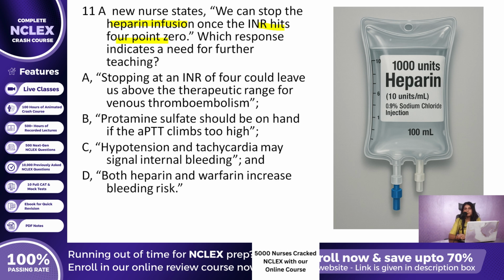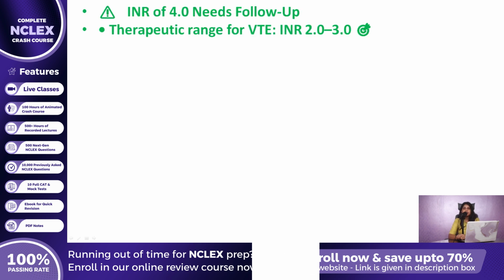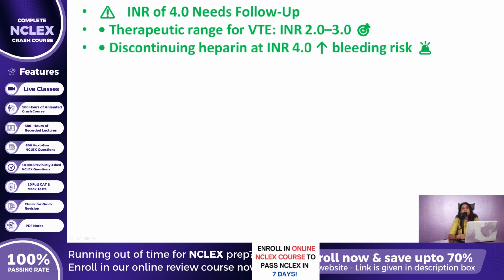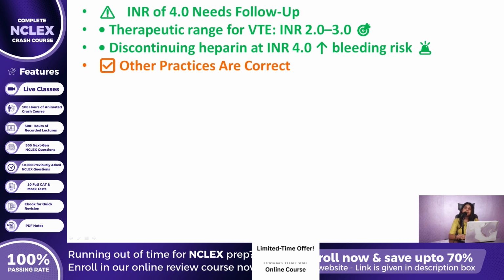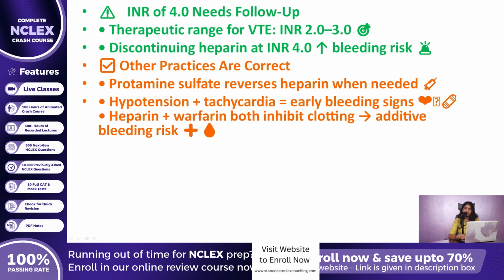The response warranting follow-up is A, because therapeutic warfarin anticoagulation for VTE targets an INR between 2.0 and 3.0. Discontinuing heparin at an INR of 4.0 places the client at undue bleeding risk without specific provider direction. By contrast, B is correct since protamine sulfate is the antidote for heparin. C accurately identifies hypotension and tachycardia as early signs of bleeding. And D is true because both medications inhibit clot formation, heightening bleeding risk.